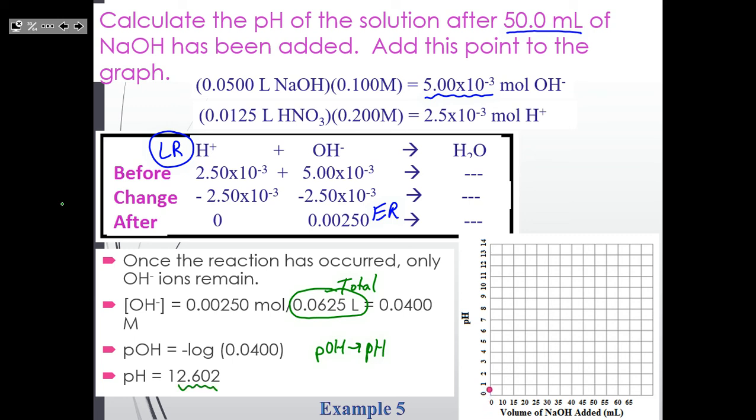Now, we are starting to level out. Let's plot the points. 1, 2, 3, there's the equivalence. We went up to 12, and then now we're kind of leveling off again, and we're going to be stable there as we add more and more base. So what's happening, and this is typical for a strong acid, strong base reaction. Start at a low pH, and we will end at a very high pH.